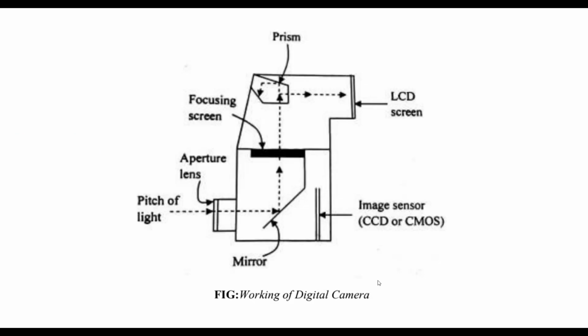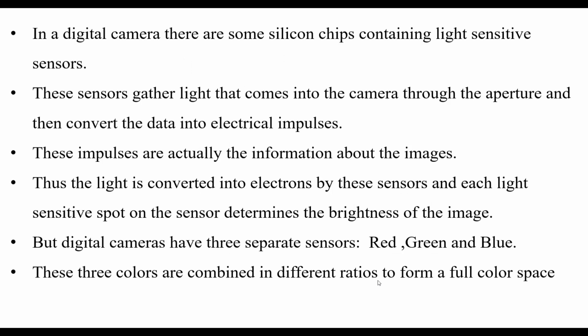Okay, let's see the working of a digital camera. This is an internal picture of a digital camera. On the upper side we have a prism, and here an LED screen, image sensor, CCD or CMOS, pitch of light, an aperture lens and focusing screen, and a mirror at the bottom. Let's see them one by one.